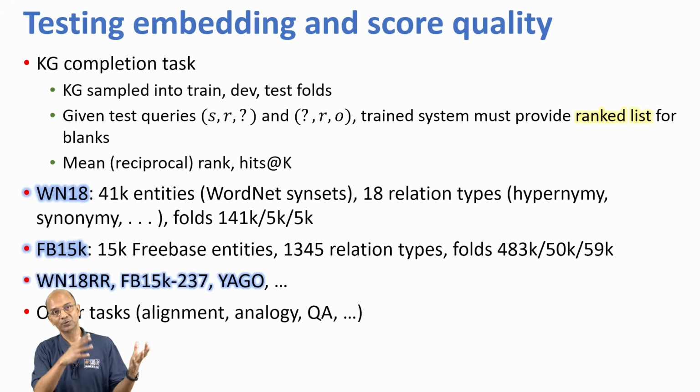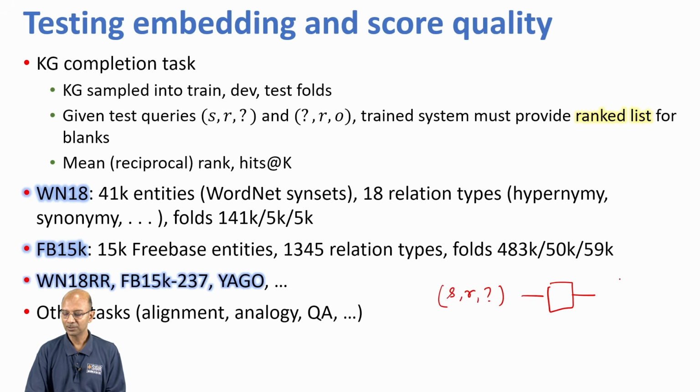Given a test query, eventually when the system is deployed, which may be of the form SR question mark or question mark RO, the trained system must provide a ranked list for the blanks. For example, if the test query is SR question mark, the trained system should output candidates O1, O2, O3, and so on. And in the judgment of the system, O1 should be the best or most likely answer. On this list, we will define standard ranking measures like mean reciprocal rank or the number of hits at K.